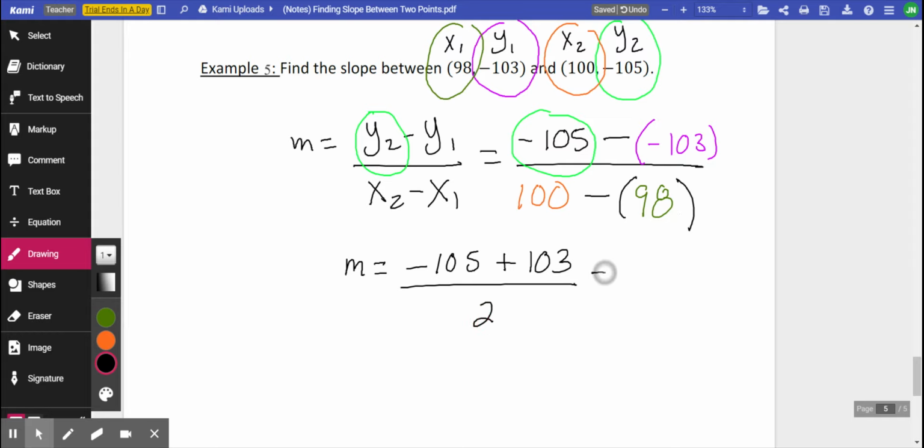So when we simplify this, negative 105 and positive 103, we have to subtract them because they have opposite signs. So therefore, I'm going to be left with negative 2 on top and then the 2 on the bottom. So my final answer would be negative 1. So the slope of these two crazy looking points is just down 1 over 1, or negative 1.